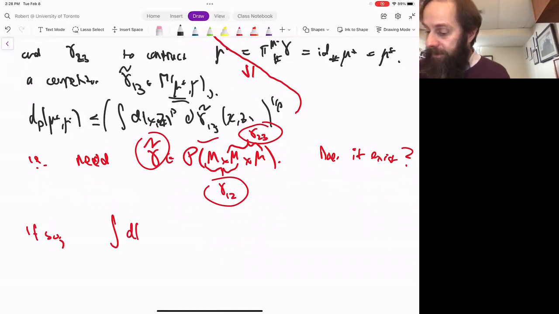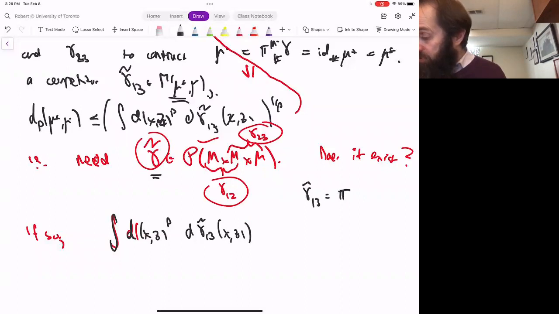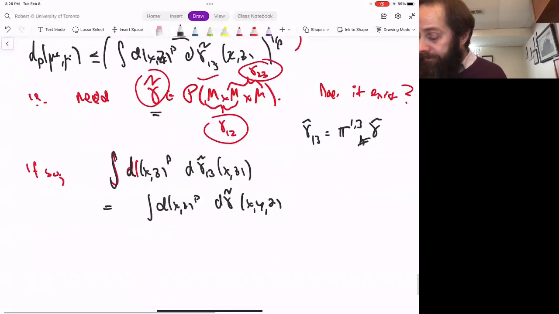so I can switch back to black, I guess. This integral of d_xz^p d gamma tilde_{1,3}. If gamma_{1,3} is the projection onto the first and third coordinates of gamma tilde, then I can also write this as the integral of d_xz^p d gamma tilde xyz. That doesn't hurt at all.